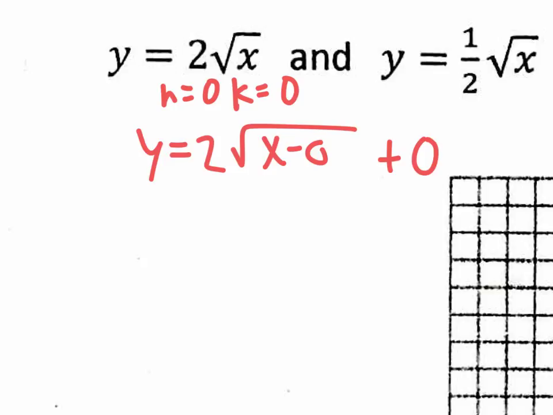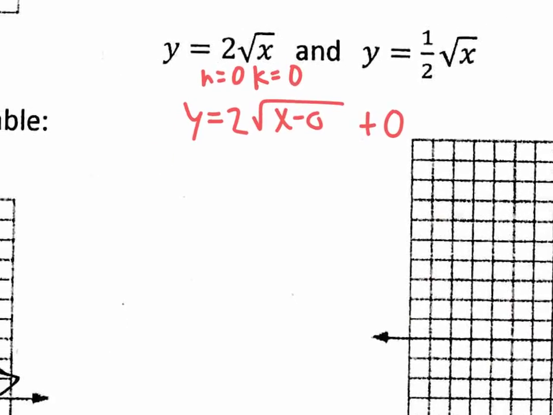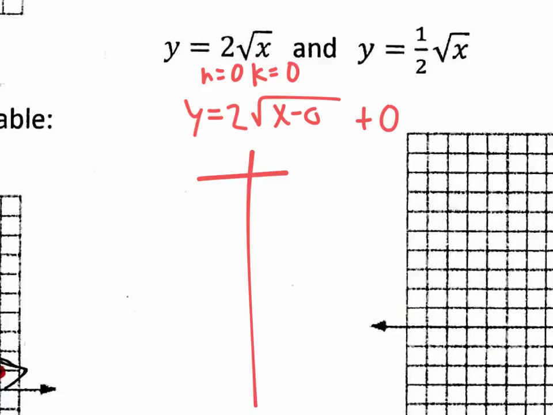We still need some coordinates to graph this thing, so it'll be a good idea to go to an XY table once again. And let's plug in some values. Perfect square numbers are nice. The square root of 0 is 0, and 0 times 2 is 0. Like I said, it's the same starting point, the same HK value as the parent graph. If we plug in 1, then we're going to have the square root of 1, which is 1, times 2, which is 2. If I plug in a 4, I'm going to have the square root of 4, which is 2, times 2, which is 4.